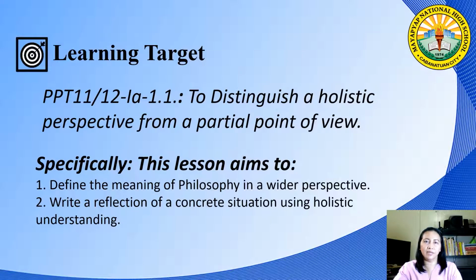So bring out your learning activity sheet as well as your learner's module and turn it to pages 1 to 13. Our learning target for this session is to distinguish a holistic perspective from a partial point of view. Specifically, this lesson aims to, number 1, define the meaning of philosophy in a wider perspective, and number 2, to write a reflection of a concrete situation using holistic understanding.